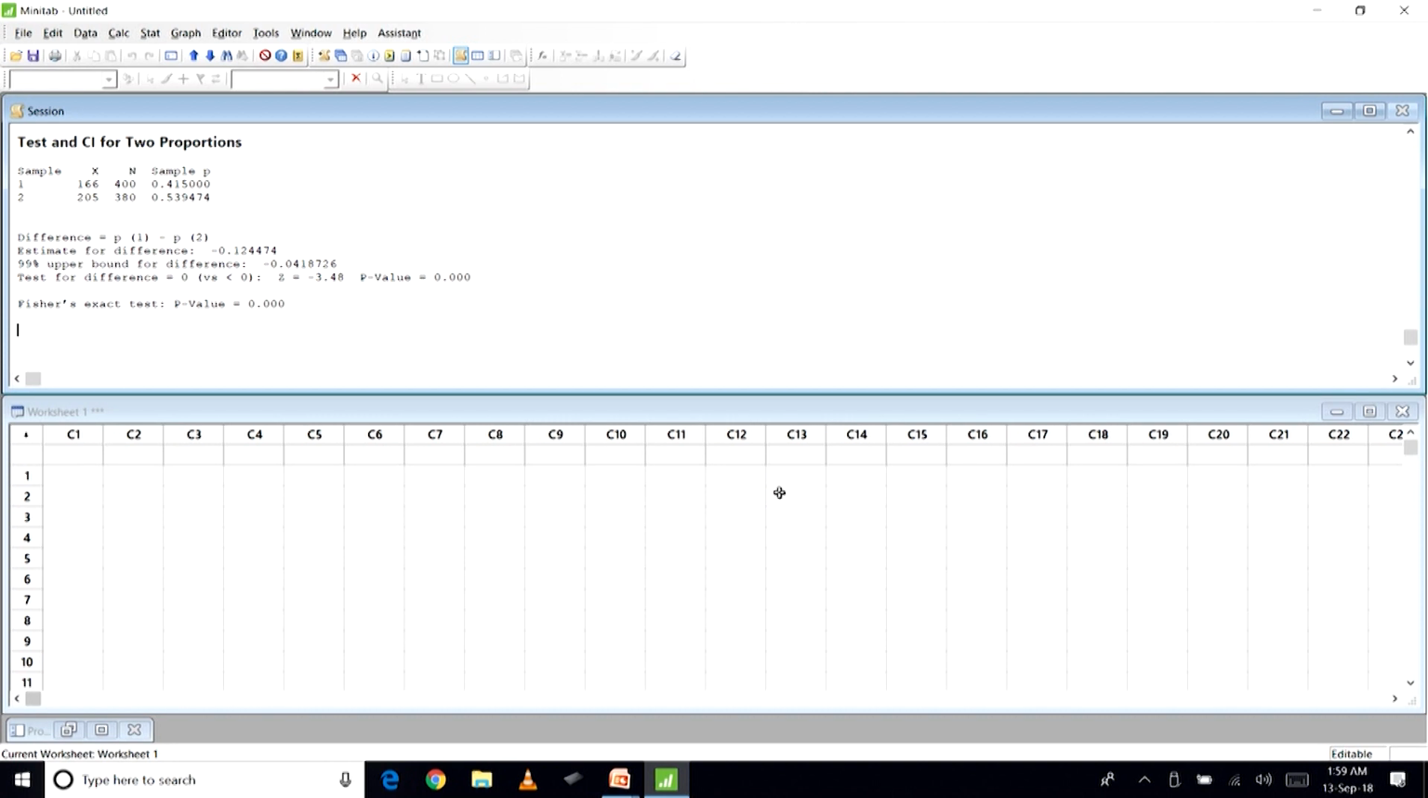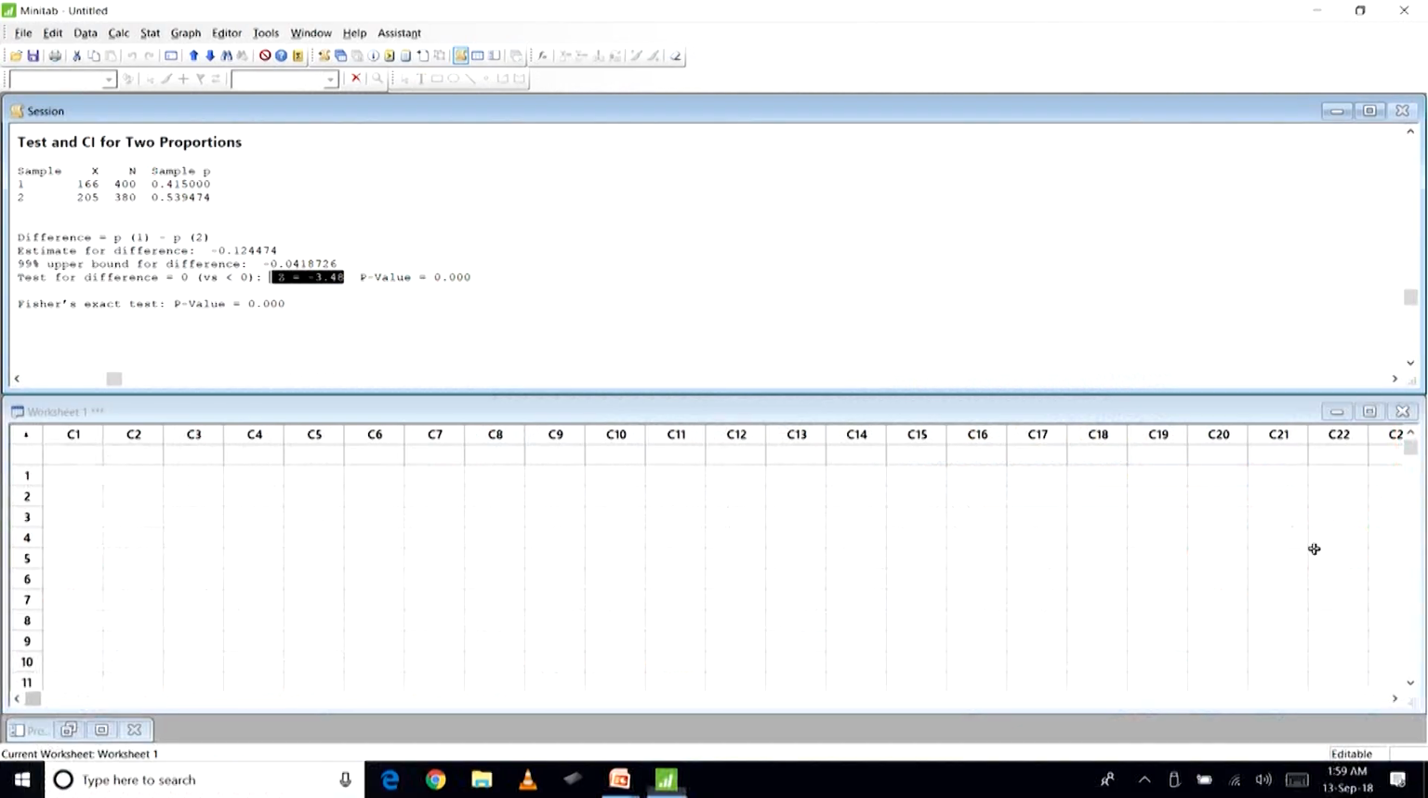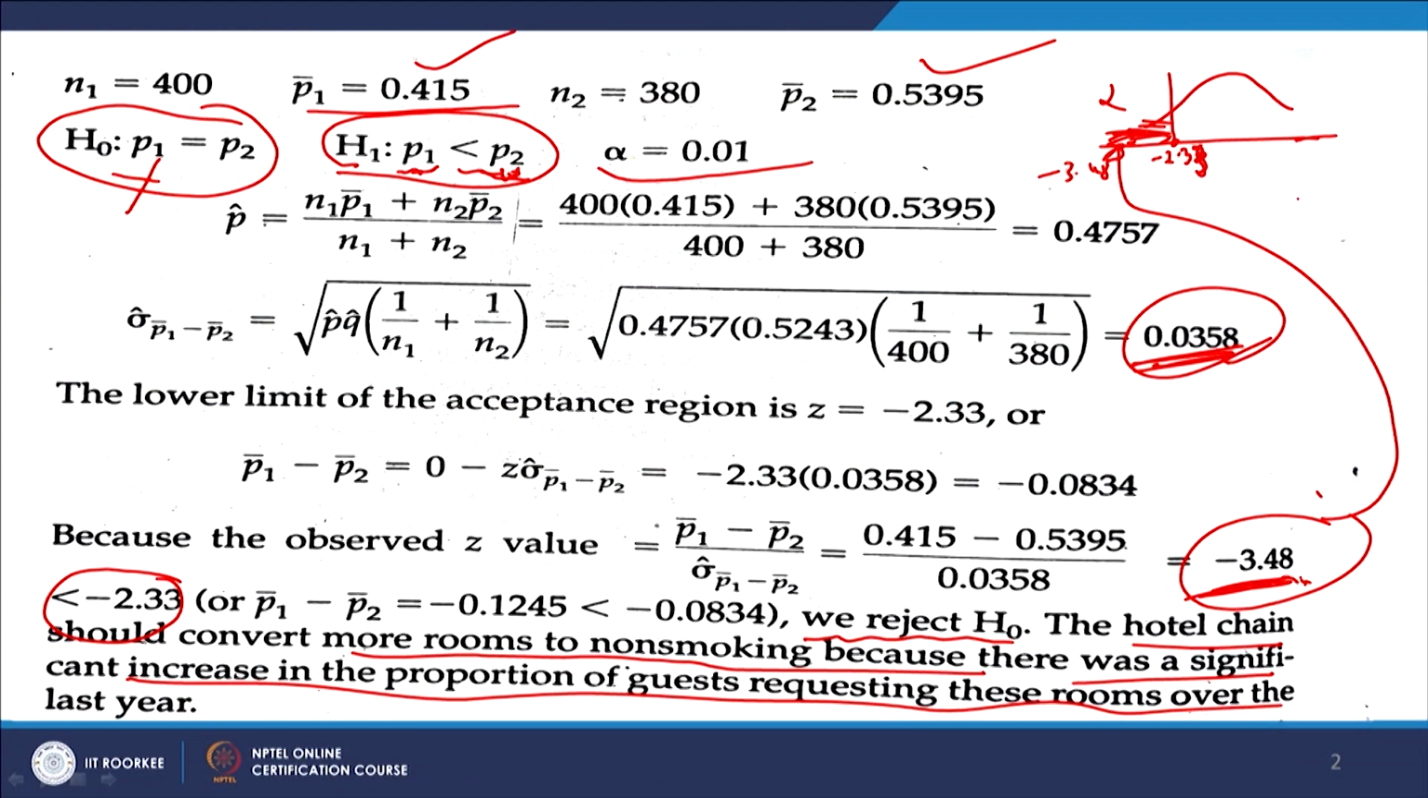So, this is our calculated z value, minus 3.48, which is the same as this, just see, minus 3.48. And if you look, the p value is 0. Let us compare the p value with the alpha value. The p value is 0.000 and so on, alpha is equal to 0.01. So, p is less than alpha, so we will reject the null hypothesis.